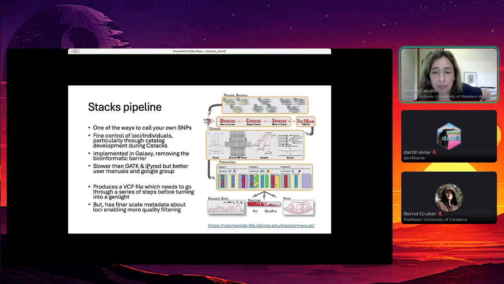It is slower than GATK and iPyrad, but it's just better documented, and Julian Catchen actually replies on the Google group all the time. It produces a VCF file that needs to go through a set of steps before turning it into a genlight object, where you can use dartR for lots of things. A VCF does have an advantage over a genlight because it has finer scale data about loci that lets you do more thoughtful quality filtering. So things like read depth you can do at a different scale: by individual by locus instead of an average across all of your loci.